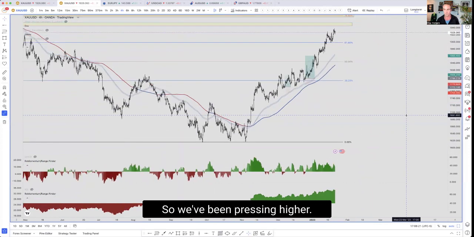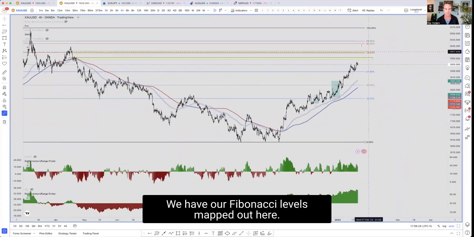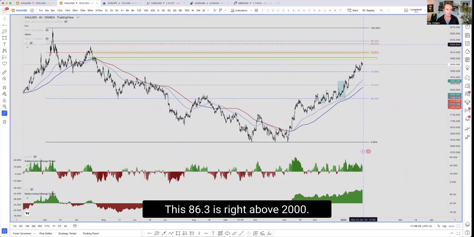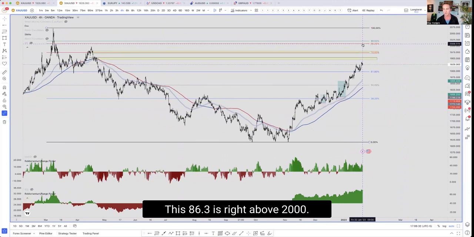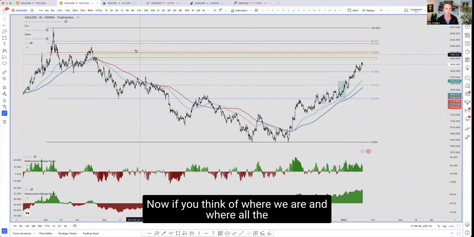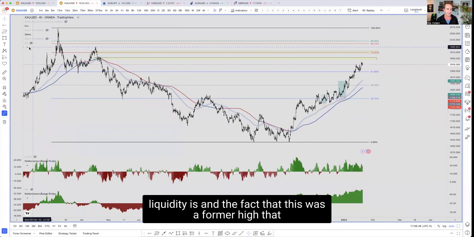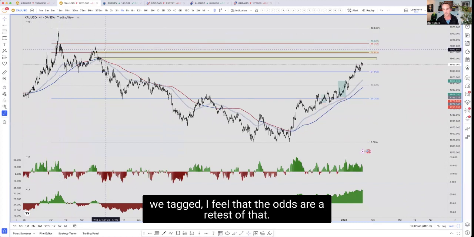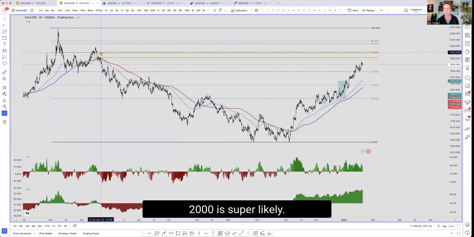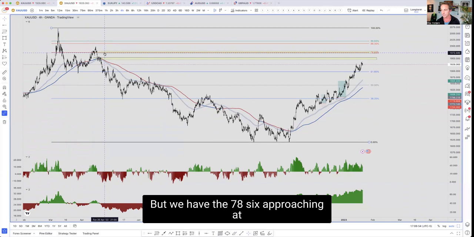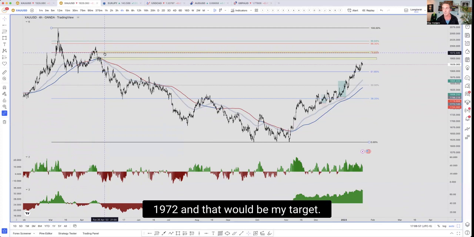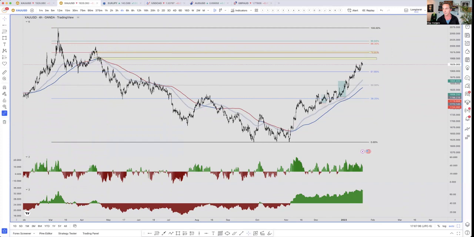So, we've been pressing higher. We have our Fibonacci levels mapped out here. This 86.3 is right above 2000. Now if you think of where we are and where all the liquidity is, and the fact that this was a former high that we tagged, I feel that the odds are a retest of that 2000 is super, super, super likely. But we have the 78.6 approaching at 1972, and that would be my target.